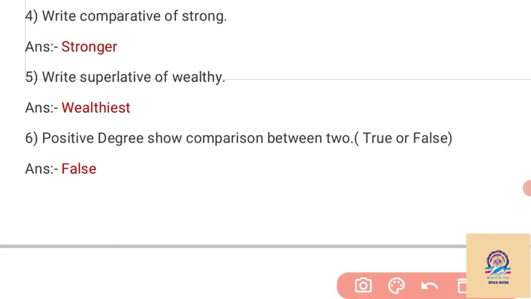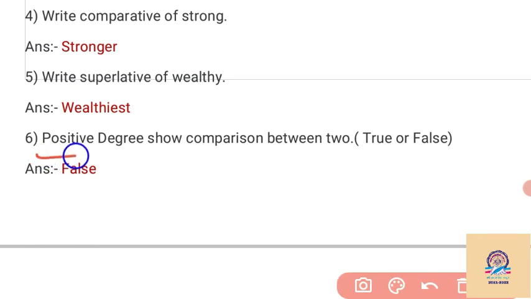Then the fourth example is given: write the comparative form of strong. So strong changes into stronger in the comparative degree. Then the fifth example: write the superlative of wealthy. We know that in the superlative form, wealthy is changed into wealthiest. It means we have to remove y, change it into i, and then add est to make the superlative form of the adjective.